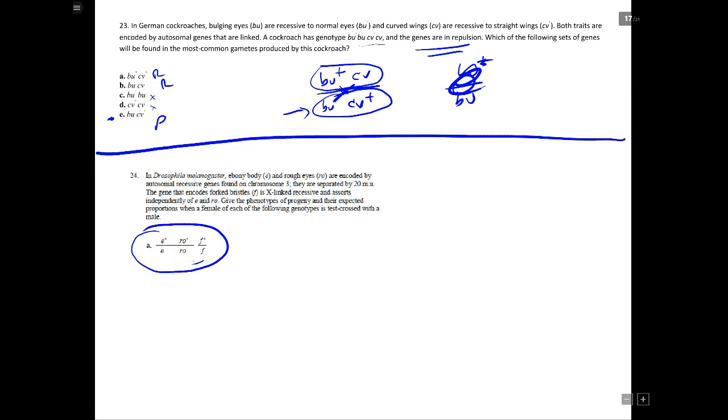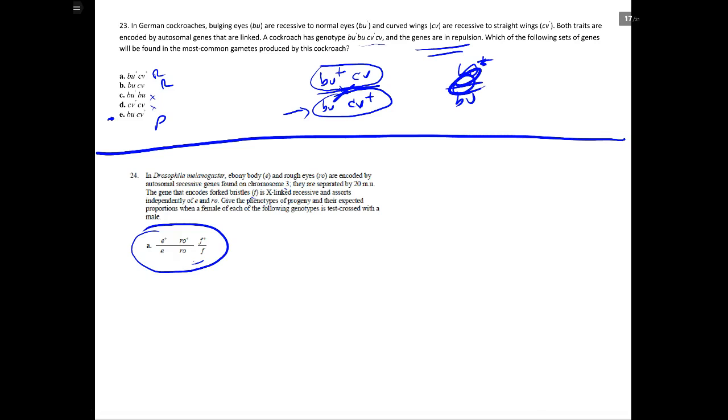Alright, so we can do this. This is easy enough. And so, we've got these 2 genes. What do we got here? Ebony and Rough Eyes are on chromosome 3, separated by 20 map units from forked bristles. Well, they're separated by 20 map units from each other. And then forked bristles is on the X. And it sorts independently of E and RO. Of course it does, because E and RO are on the 3rd chromosome, and forked is X-linked. So that means they're on different chromosomes. If they're on different chromosomes, they sort independently.